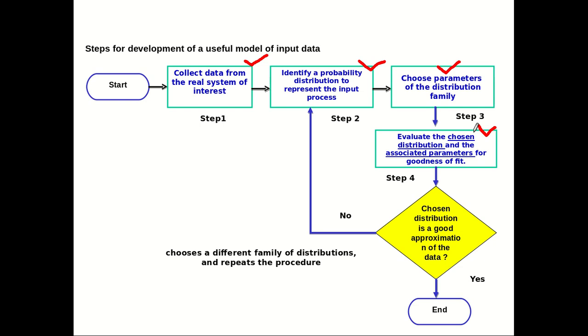At the fourth step, we will have a probability distribution and the associated parameter with respect to the collected data. Using the chosen distribution and the particular parameter, we will apply a chi-square test to check whether that data will accept the chosen distribution or not, whether it follows the assumed distribution or not. That is what we are going to check here.